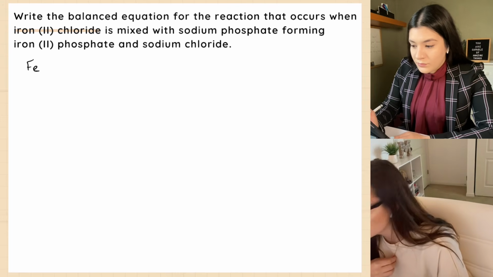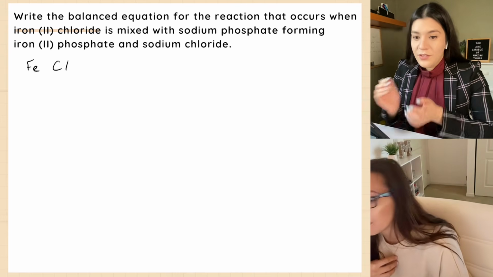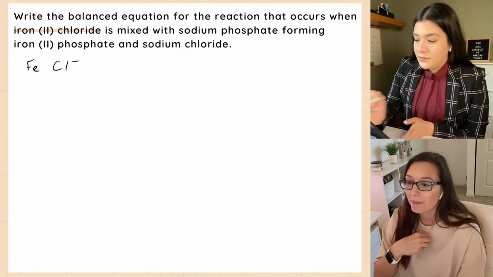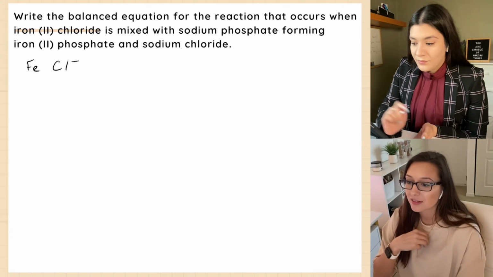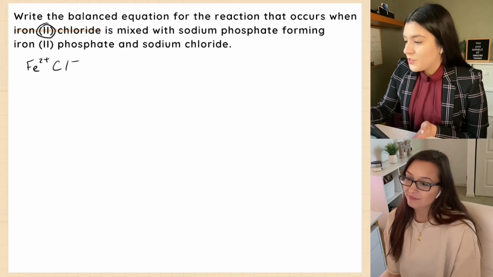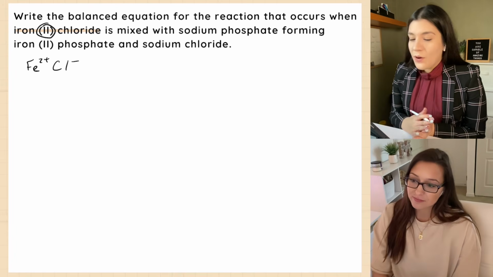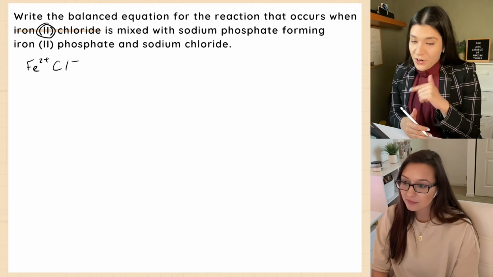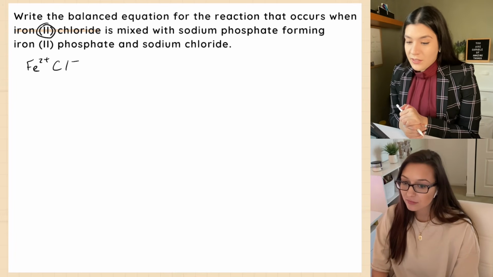then Cl. Good. And then we put a -1 and a 2+. The Roman numeral tells us the charge of the metal. Perfect. And then let's keep going. Let's balance out the charges and find the chemical formula.